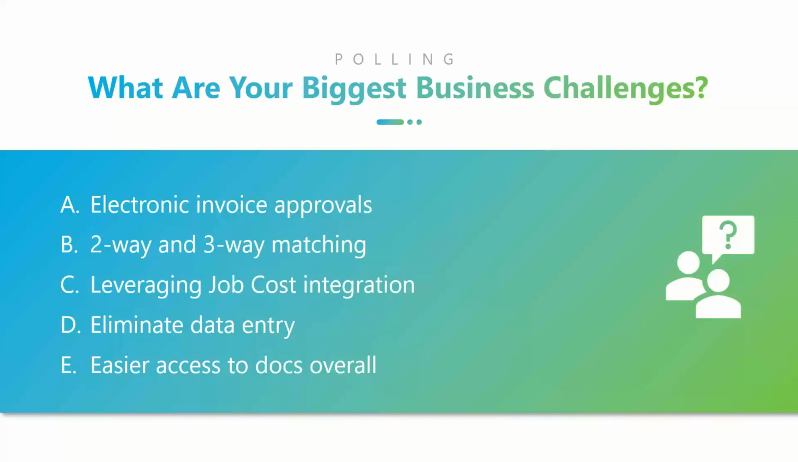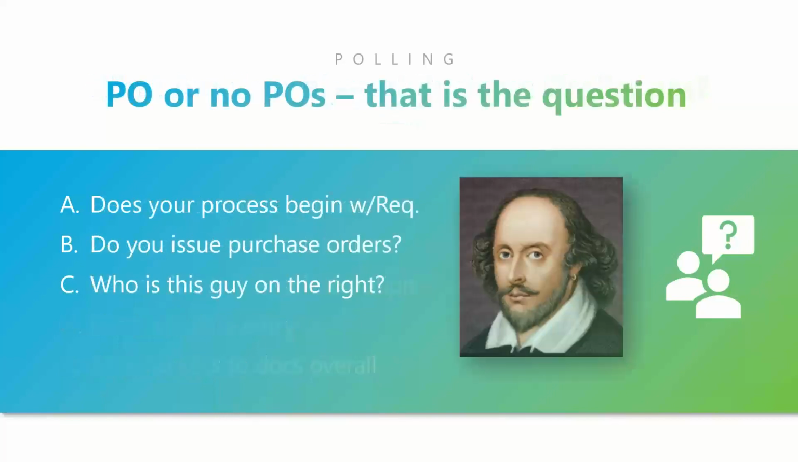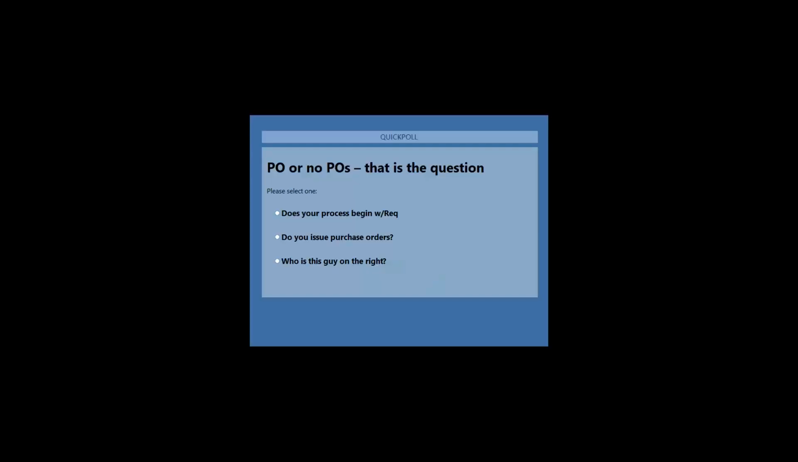So one last quick poll. Let's initiate the next one because I'm dying to know for everyone in the audience today, are you using requisitions? And also, are you issuing purchase orders, whether it's within Sage or not? So it's PO or no PO, that is the question. And you get extra bonus points if you know who that fellow is on the right. So let's initiate this poll here.